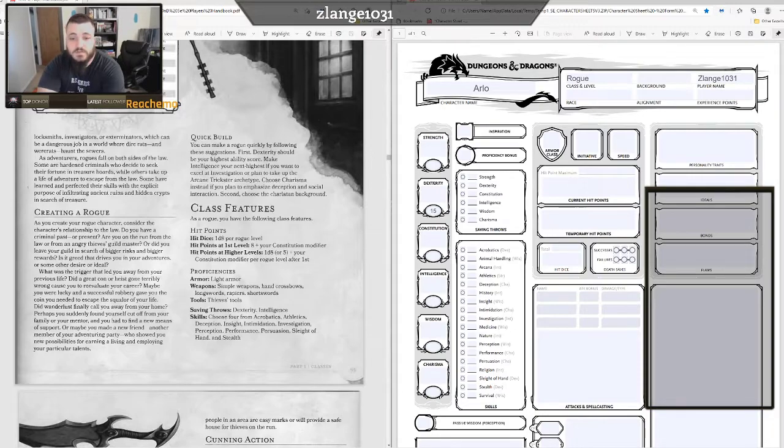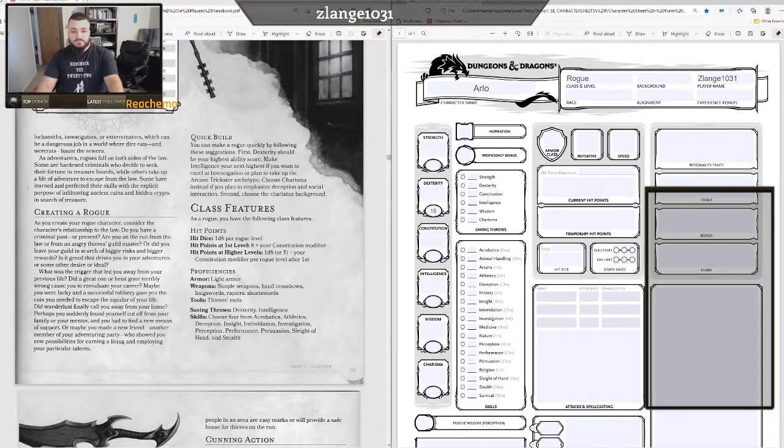Like it was saying, intelligence next highest if you want to excel at investigation, or if you plan to take up Arcane Trickster. So investigation is whenever you want to search for something, whenever you want to search a dead body or search a room, that's usually going to be an investigation check, which is very handy. Or when you want to search for traps, as rogues are known as being the ones always looking for traps. That is one of the rogues' bread and butters. That would be investigation. So that would be intelligence.